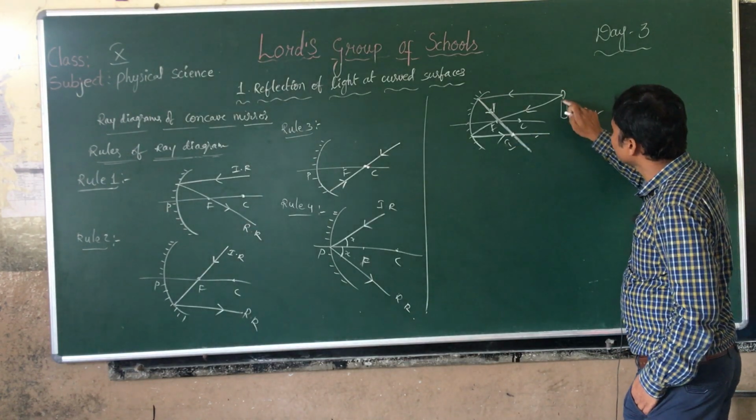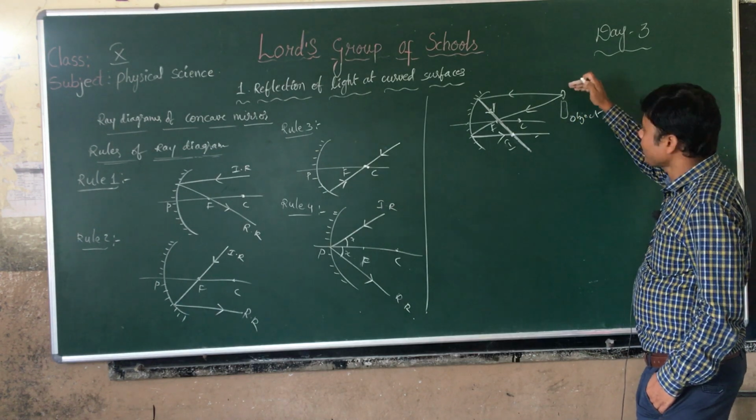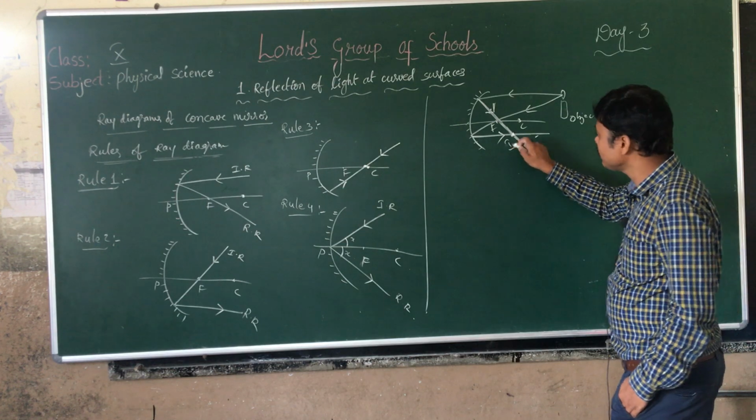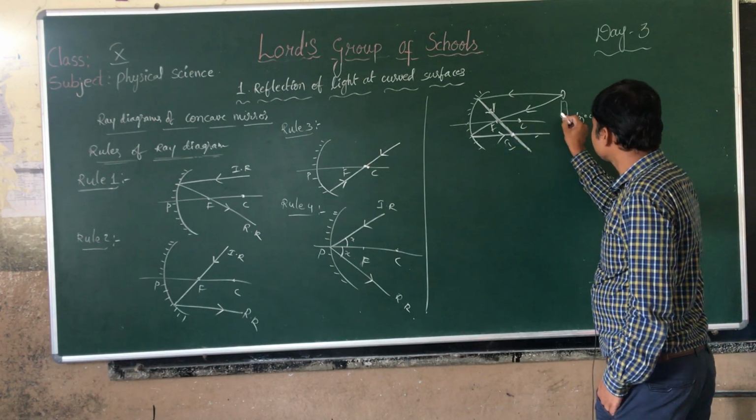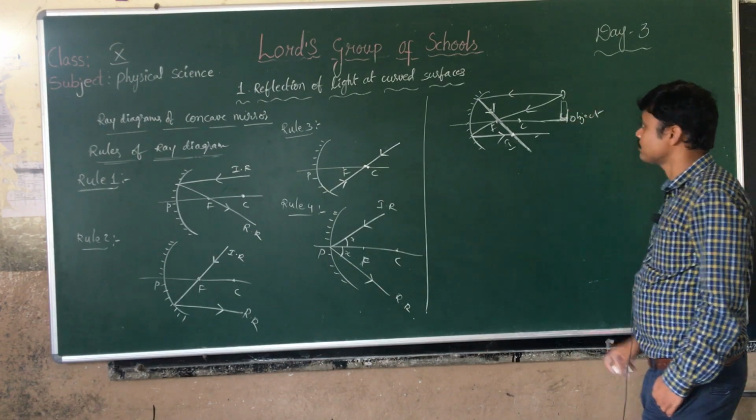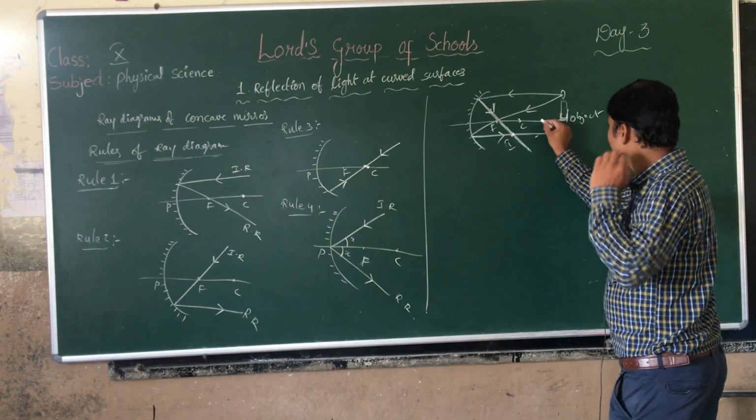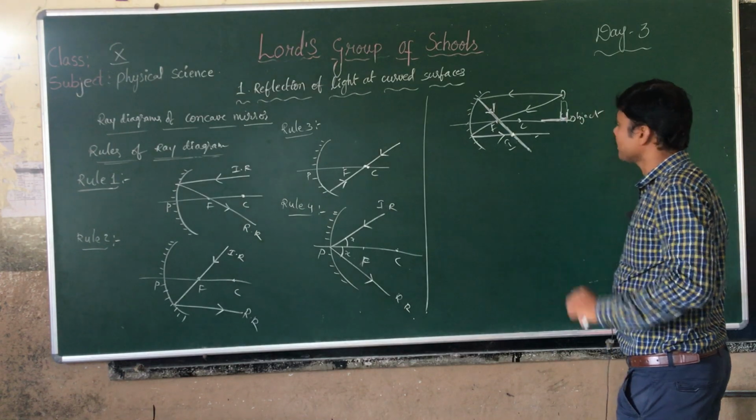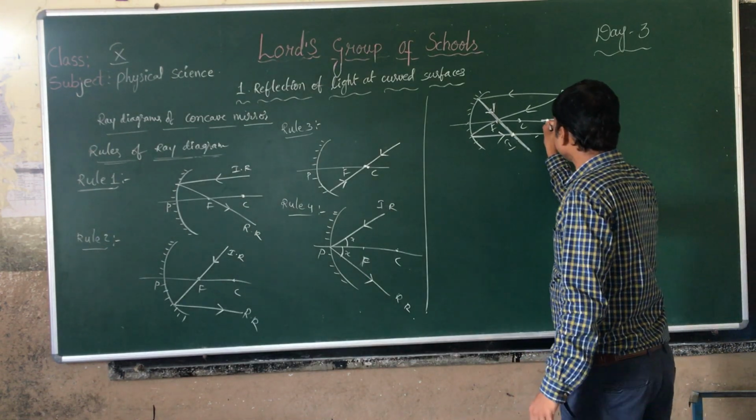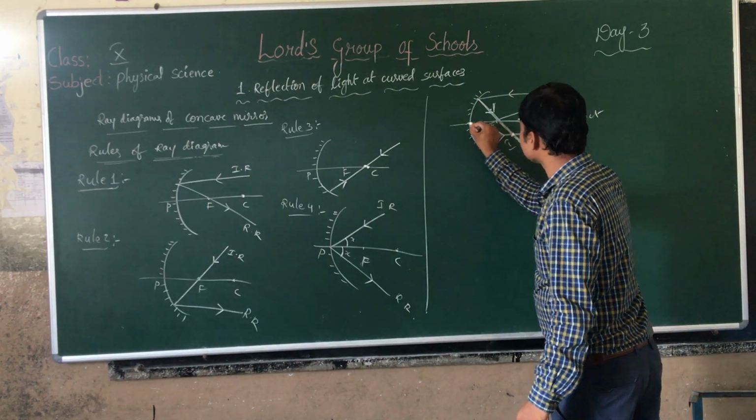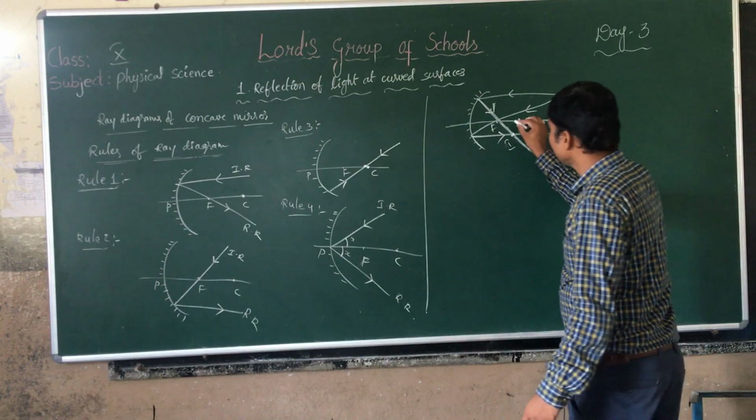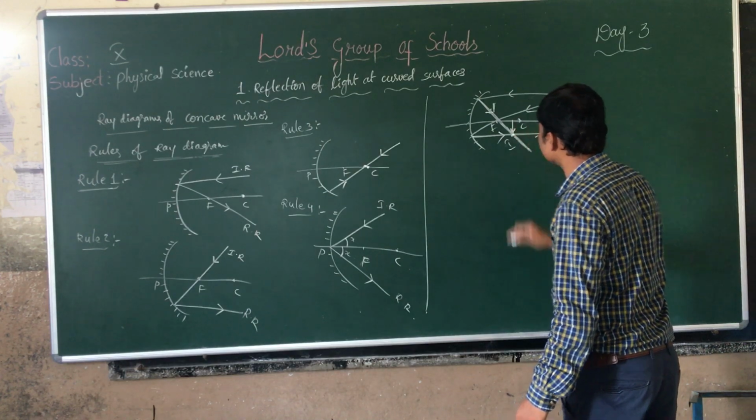So I am getting the top position of the object here, and I am getting the top position of the image here. So you can clearly see, if I take this as the object here, the object is placed on the principal axis. It's very important to see here. Object is placed on the principal axis. I told you already, if any light ray passes through the center of curvature, it reflects back through the center of curvature only. So your image will be formed like this.